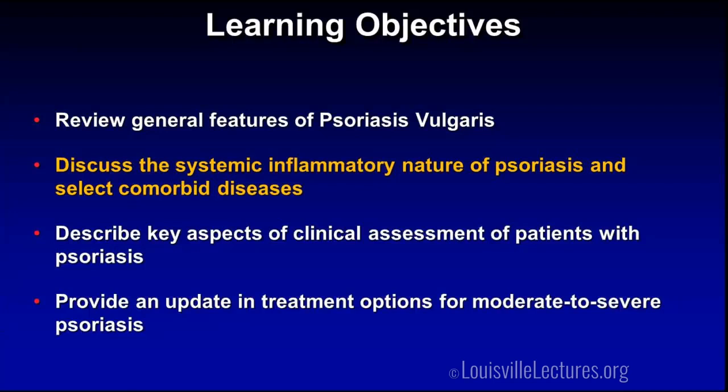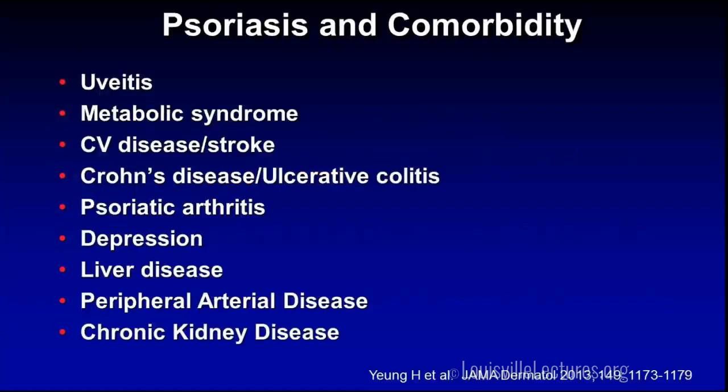It's not just a skin disease. And if that systemic inflammation is not treated adequately, patients can develop a number of important comorbid diseases over time. This is not a comprehensive list, but certainly some of the diseases listed here we probably may think of as more significant than psoriasis itself. But studies have shown that patients with psoriasis are at increased risk for developing all of these diseases compared to patients in the general population.